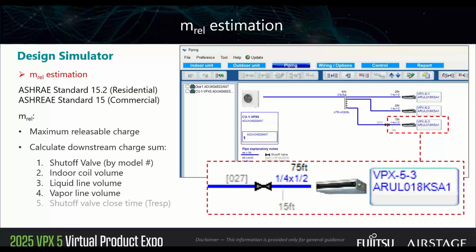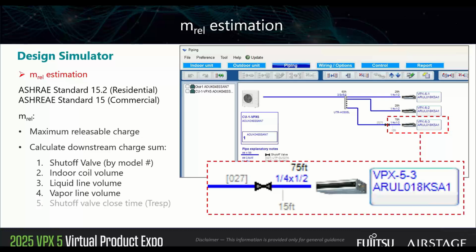So that is the maximum releasable charge estimation. Now the MREL value is actually used for both standards, which is interesting. Again, when you think about it, what are we talking about? It's the amount of refrigerant downstream of a shutoff valve that can leak in the event of a single point leak. So if we had a leak at the indoor coil and the valve shut off, how much refrigerant are we going to lose?